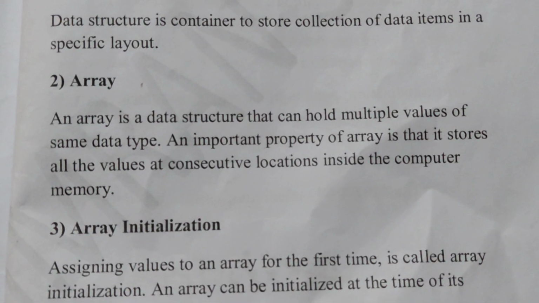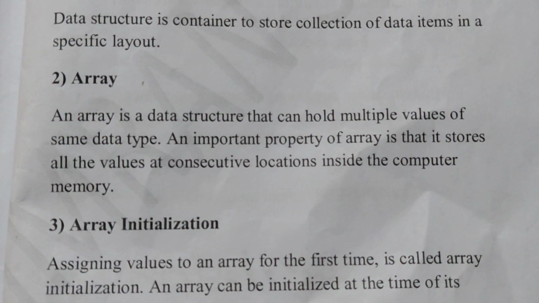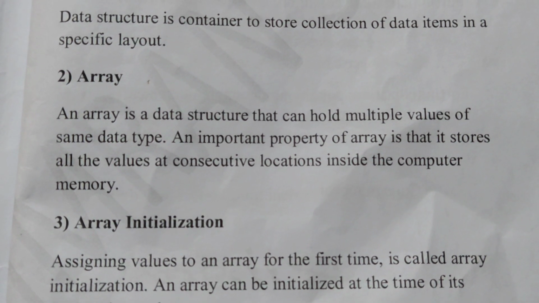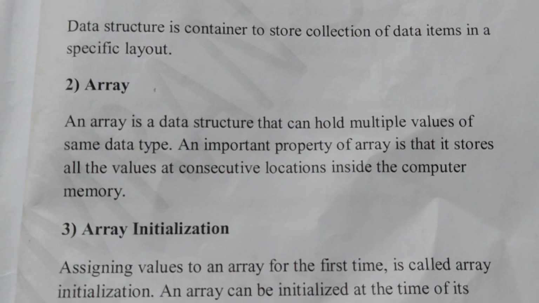Array is a data structure that can hold multiple values of the same data type. An important property of an array is that it stores all the values at consecutive locations inside the computer memory.